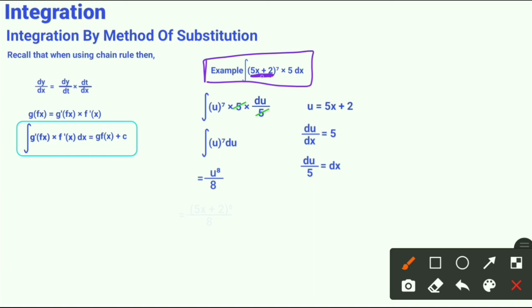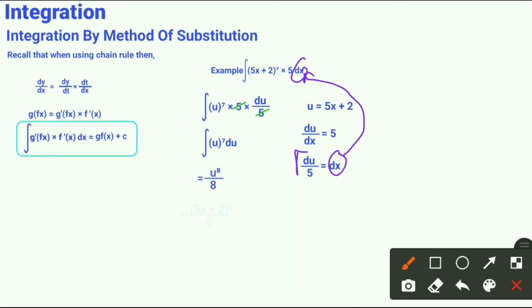This is the equation, and we need to do integration. Right here, this one is outside, multiplied by 5. So 5 is the derivative of this one, which means you can do substitution. So u is equal to 5x plus 2. Then du upon dx is equal to 5, and then you substitute this: du upon 5 is equal to dx. So dx is replaced by du upon 5.